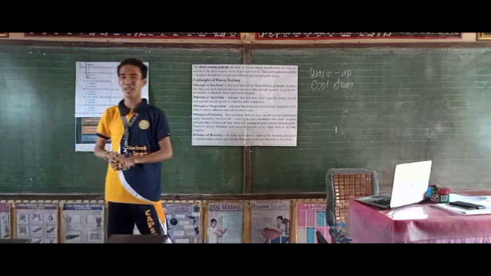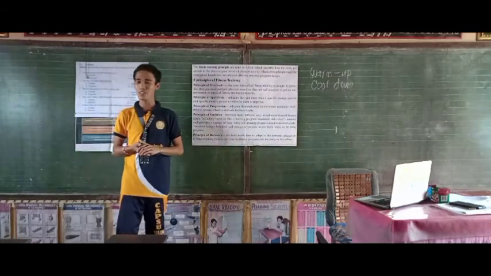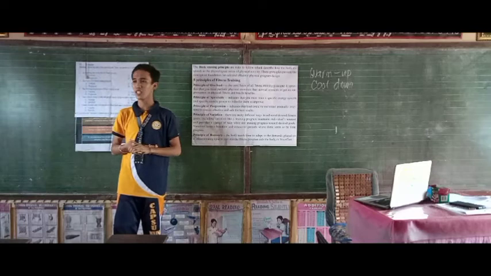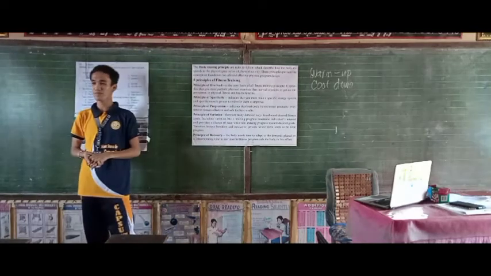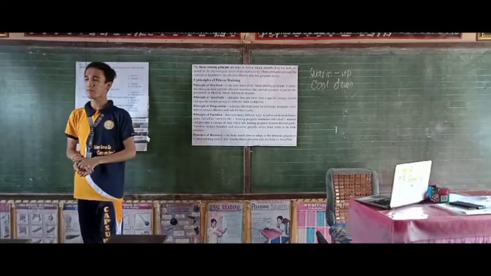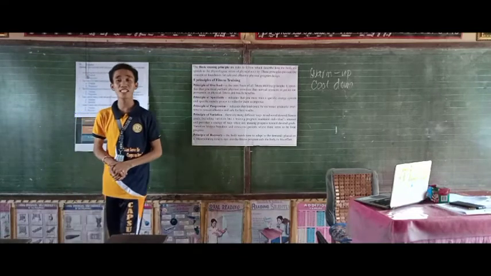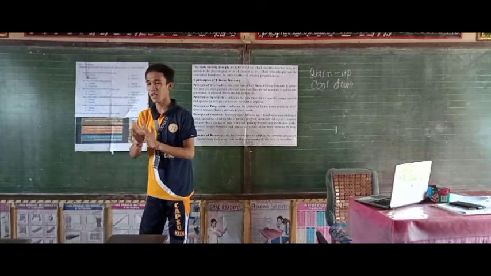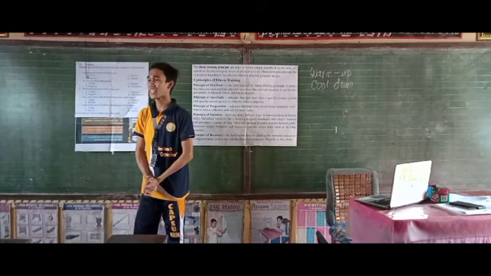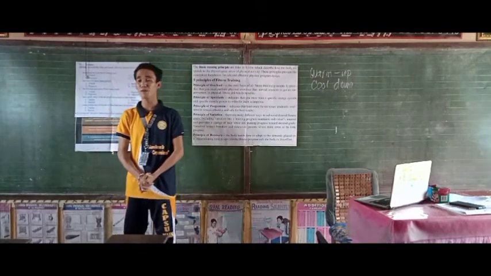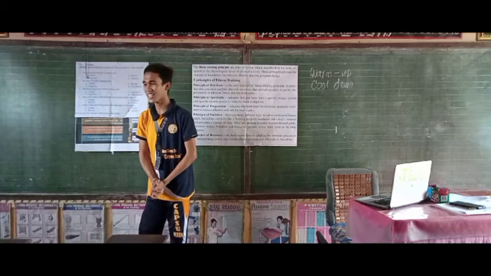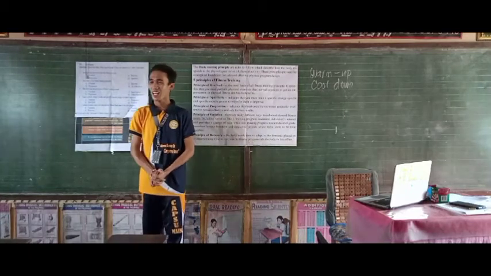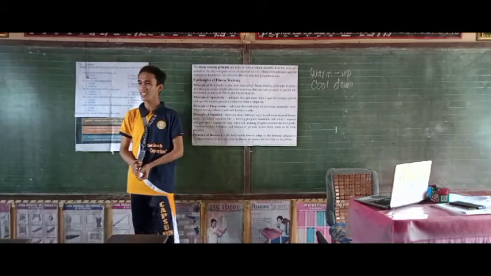Okay, for your assignment, kindly take down notes and put it in your assignment notebook. In a one-half sheet of pad paper, write at least one example in every principle of fitness training. Do you copy? In a one-half sheet of pad paper, write at least one example in every principle of fitness training. Okay. Do you copy? Okay.